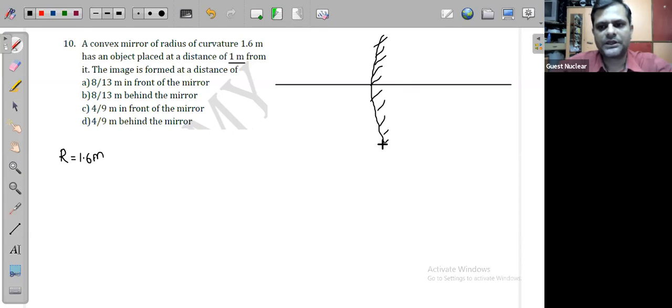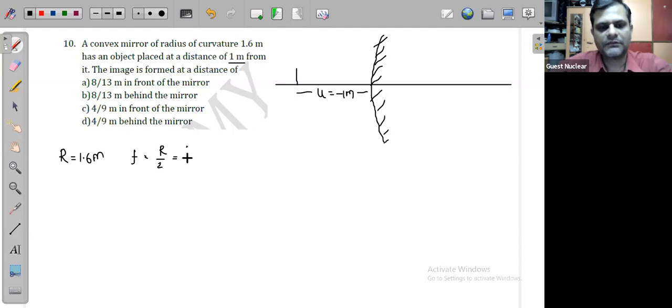This is the convex mirror, and in front of it, 1 meter away, this object is placed. So u is actually going to be -1 meter here. Okay, the object distance is given, the radius of curvature is given, which means in short the focal length is given. Focal length is always equal to R by 2 in case of the mirror.